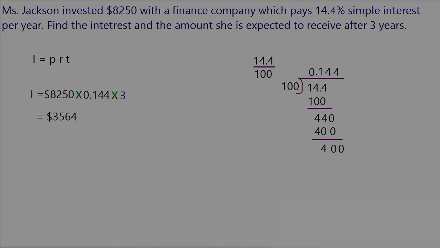$3,564 on what she had invested. The next instruction is that we should find the total amount and all that she would receive after 3 years. We know that she had invested $8,250. And by the end of the 3 years she receives $3,564. So that means to find the amount and all that she will receive is the principal plus the interest.